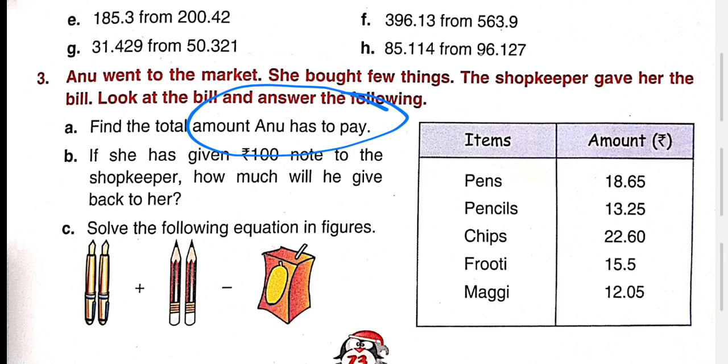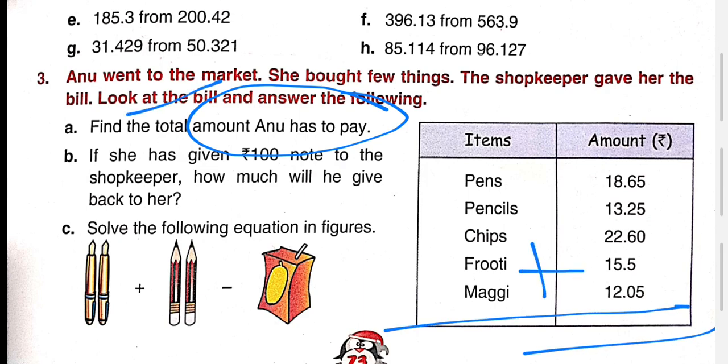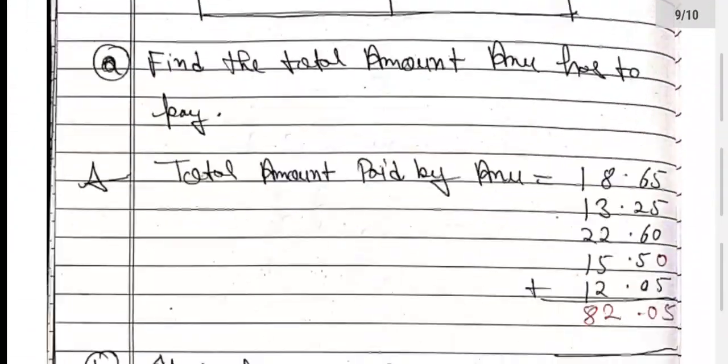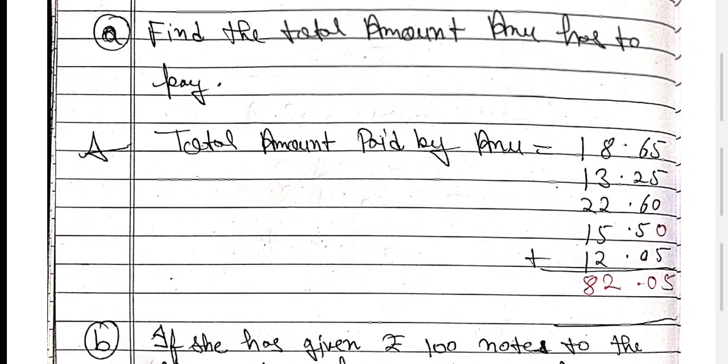How much total money does Anu have to pay? For the total we have to find the sum. Then simply add all these numbers, and you will get your answer. Okay. Now just see. Total amount paid by Anu: simply add all the numbers.